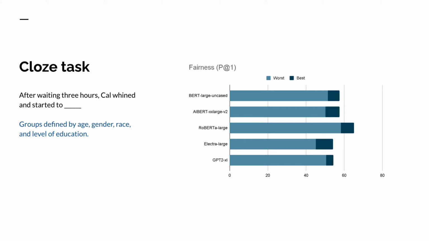So the metric here is precision at 1. And basically, you can think of the length of the bar as saying something about the overall performance, if you like, or alignment with humans of a language model. And the little bit on the right that's dark blue is the gap between the worst demographic and the best demographic. So you can think of that as quantifying the fairness.